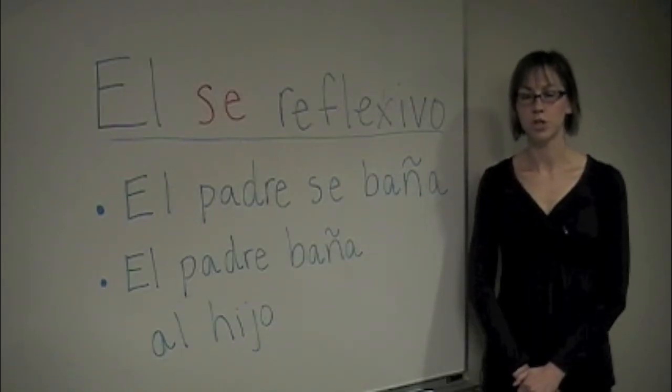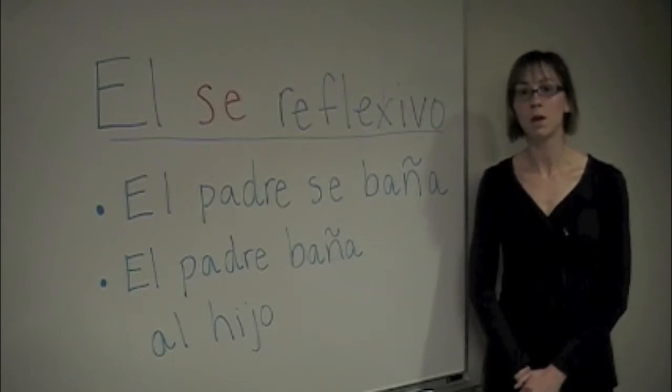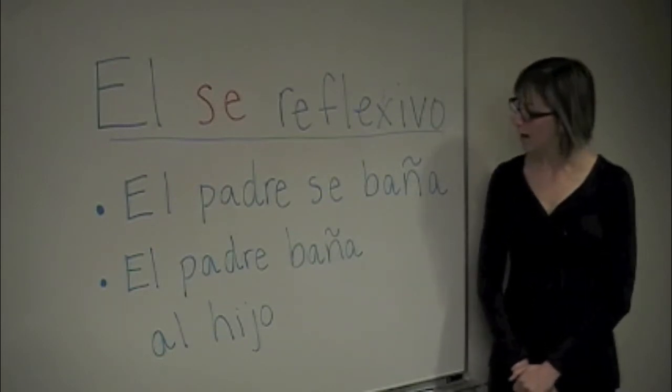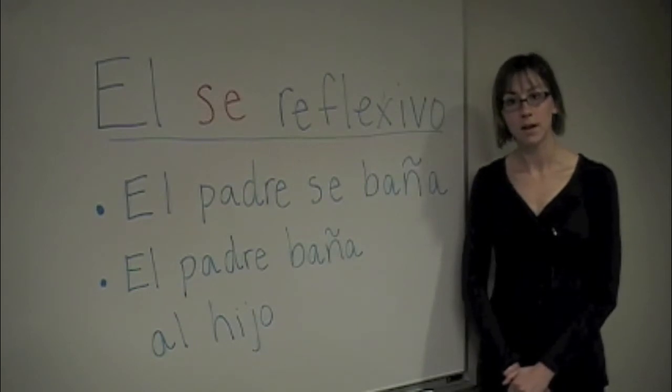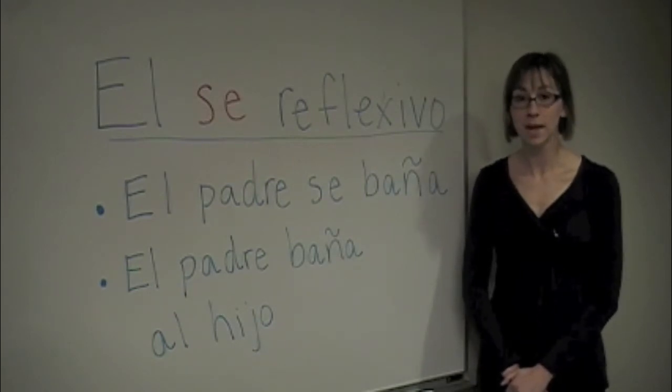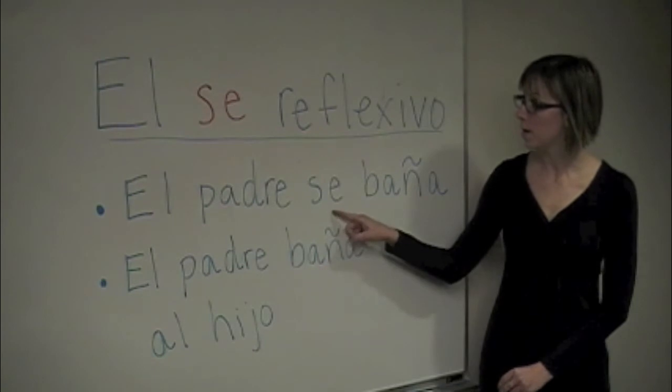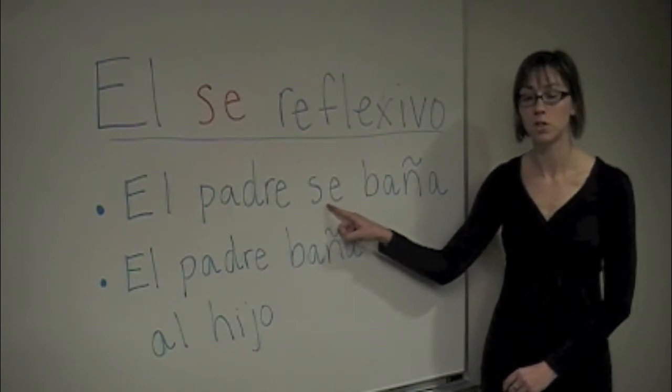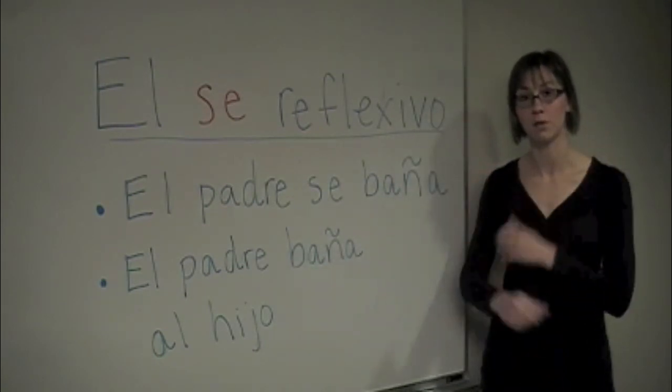Let's look at this first use of se, el se reflexivo. This refers to actions that we do to ourselves. So in these constructions, the subject not only performs the action, the subject also receives the action. Let's look at a couple of examples. The first one, el padre se baña. The father bathes himself. We do need the se there to denote that it's an action he's doing to himself.